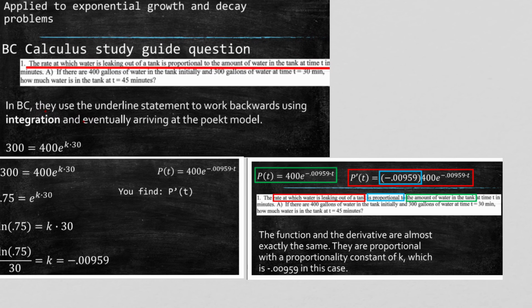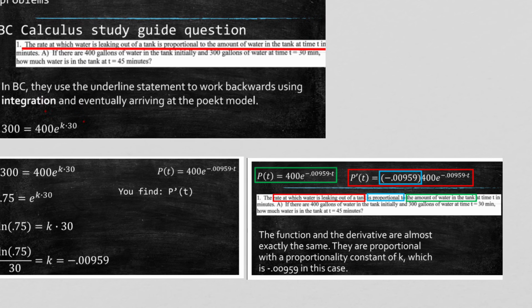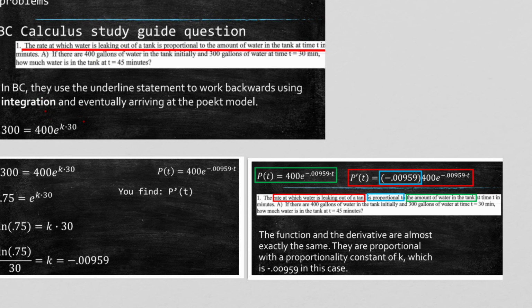Calculus study guide question. It says here, the rate at which water is leaking out of a tank is proportional to the amount of water in the tank. There are 400 gallons of water initially, 300 gallons of water at time 30 minutes. How much water is in the tank at 45 minutes? So we're going to work backwards, and we're going to get this PERT model. So we're going to do 400 is the initial amount, e times the time, 30 times we don't know the k, to equal 300 left in the tank.